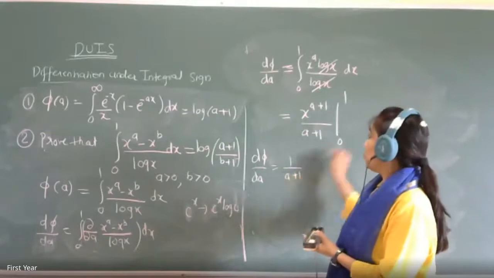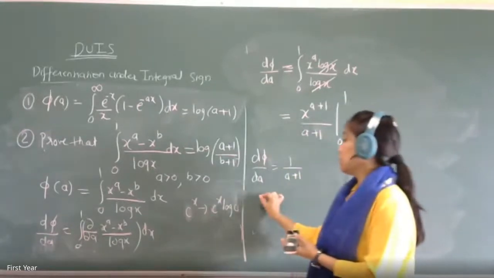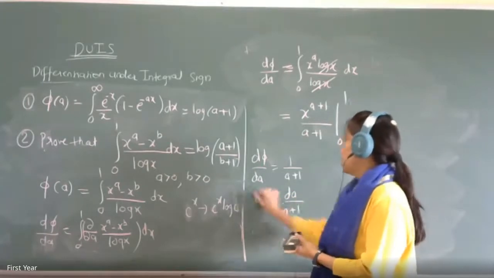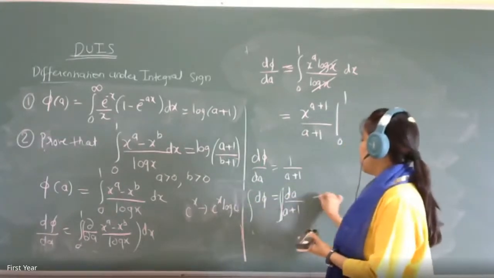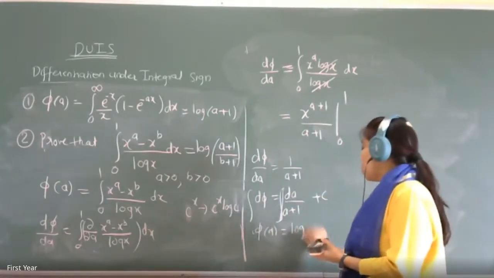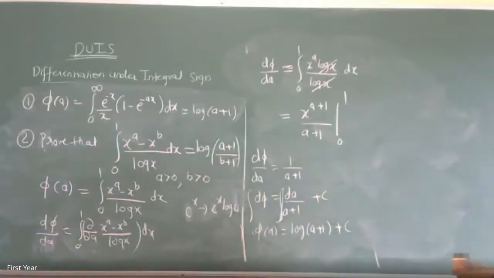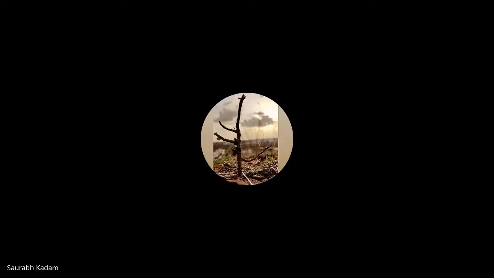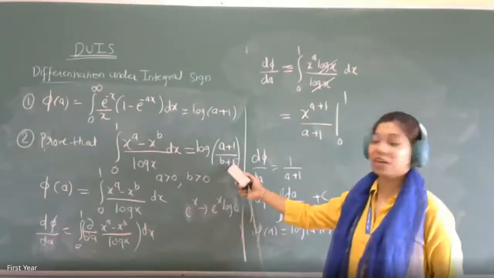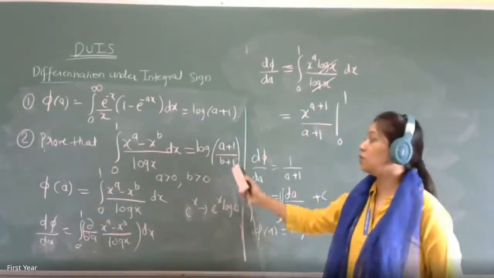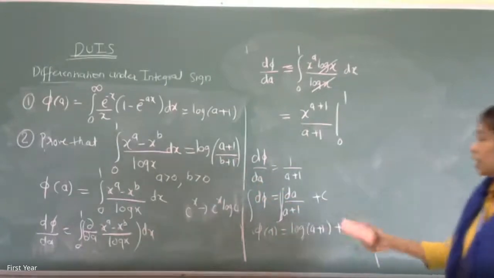When x is 0, the lower limit will become 0. Now separate the variables as given. D phi is equal to dA upon a plus 1. Integration plus c. So phi of a is equal to log of a plus 1 plus c. So what do you think you will get as the c value? You want the answer to be log of a plus 1 upon b plus 1. So the value of c won't be 0. It will be minus log of b plus 1. So that we directly get the answer.